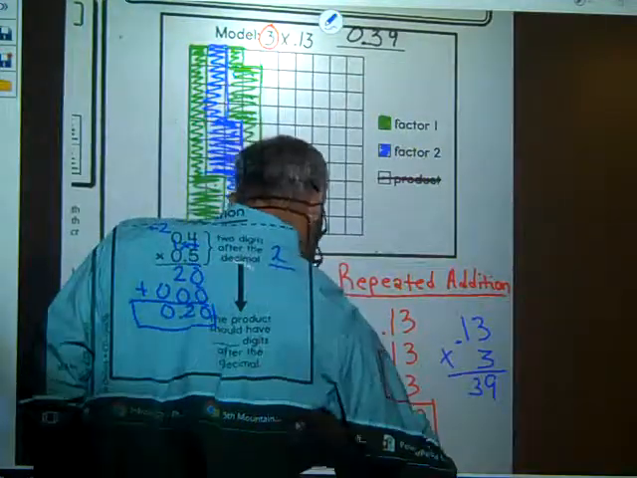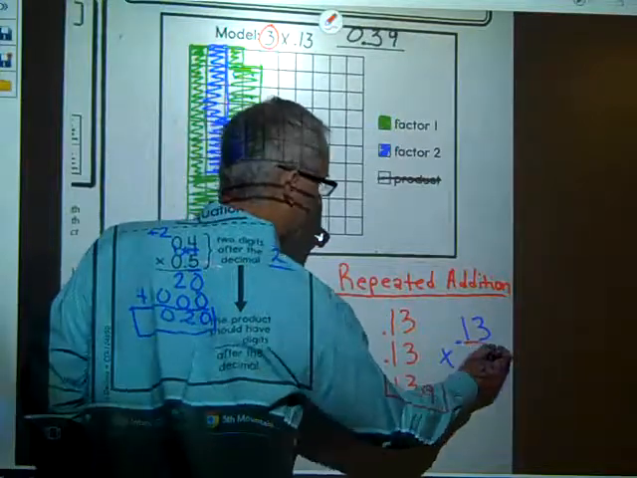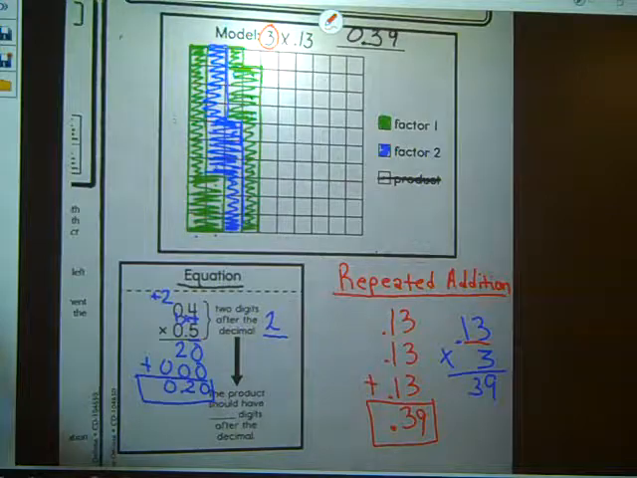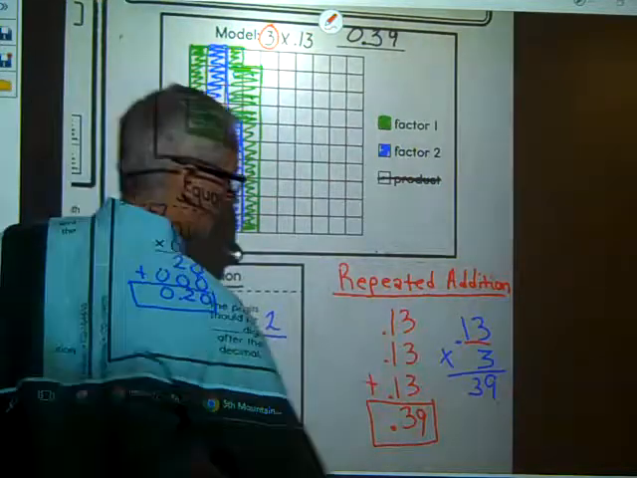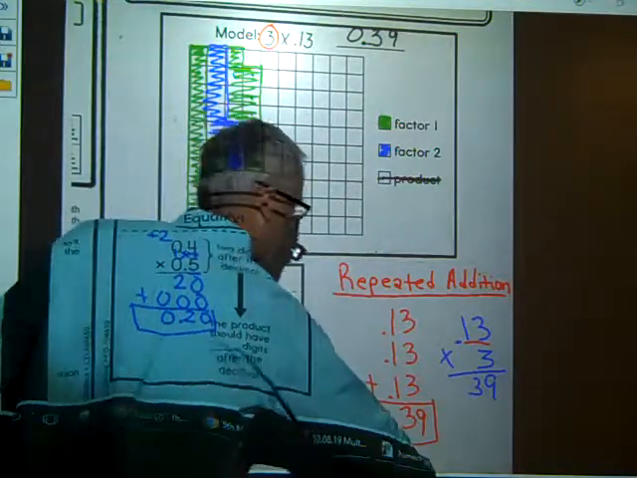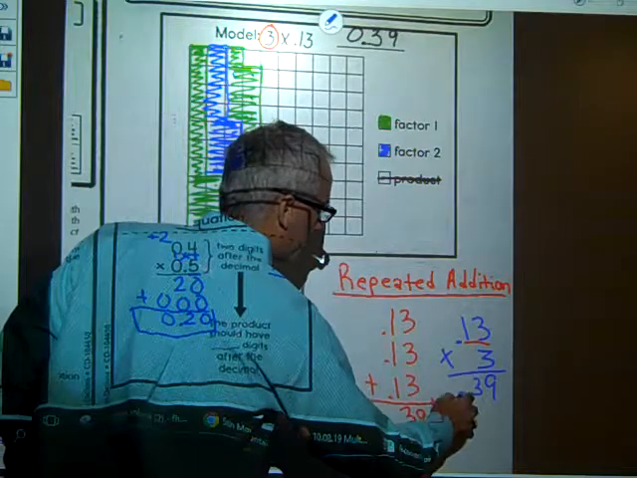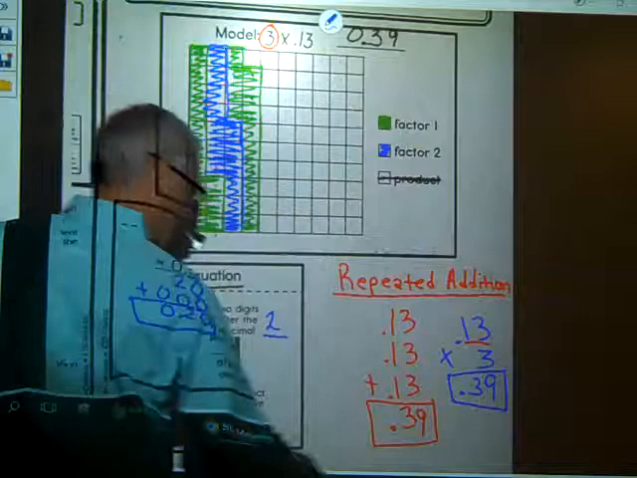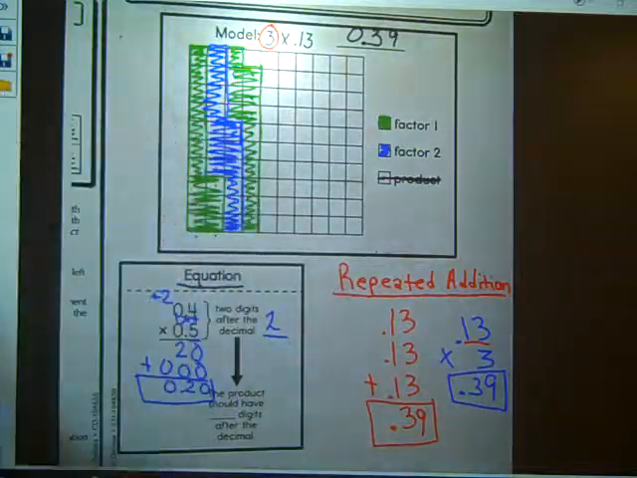How many places are behind the decimal in my problem? 2. So how many should be behind the decimal in my answer? 2. So where should the decimal be? Before the 3. Does that match my model? Yeah. Absolutely.